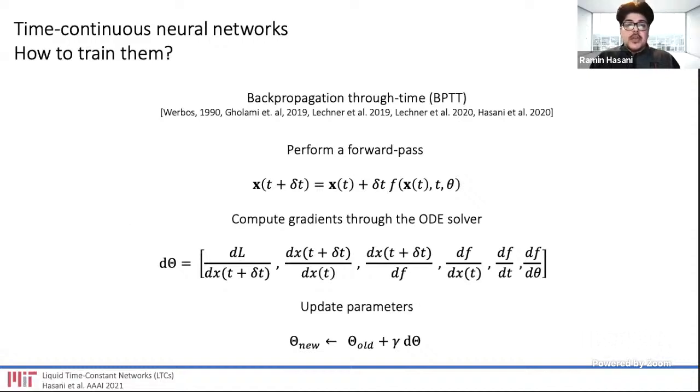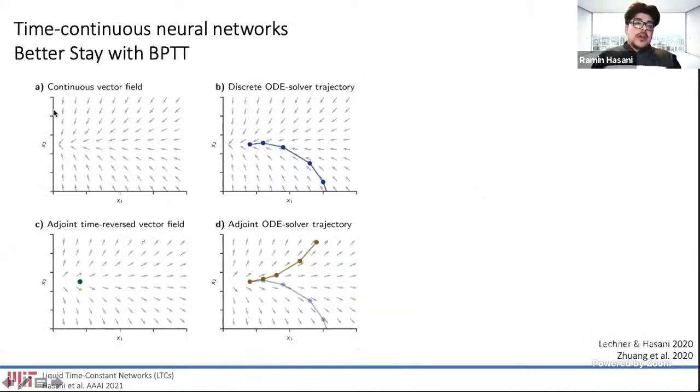Which of these training types to use depends on the situation, because backpropagation through time itself comes with really significant computation, but it has its own advantages. The advantage of using backpropagation through time comes with an error that is caused by the adjoint sensitivity method. Imagine if I show you a continuous vector field like that, and if I give you an initial value for a system, then you can run this system. Then this is actually the actual forward run of the system.